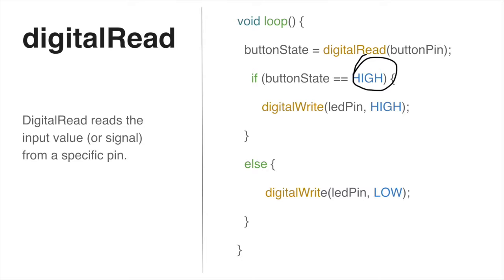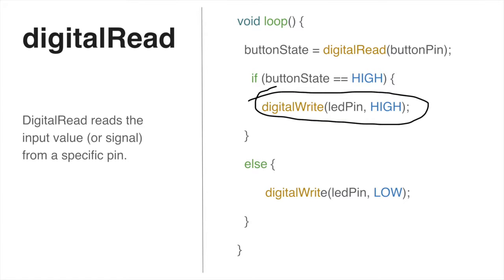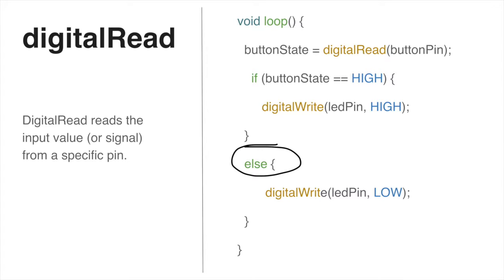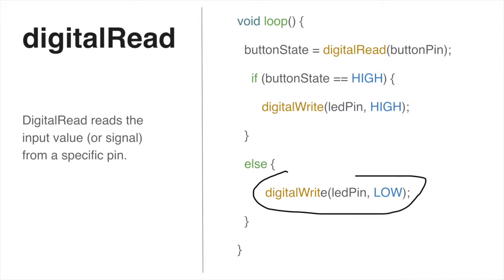Pretty much if it's on, right? If there's power, which means the button is pressed down. So if button state is equal to high, digital write LED pin high, so turn on our LED. Else, if it's not, because you have to be extremely specific with this computer, if button state is not equal to high, if it's equal to low, digital write LED pin low, essentially turn off the LED.